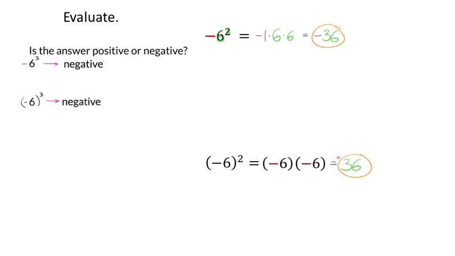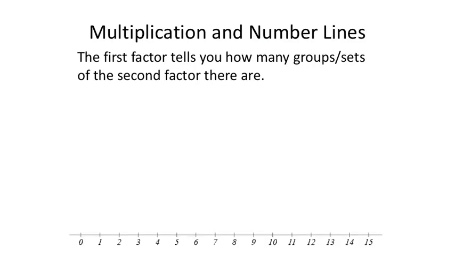Okay, so now that we know it will be negative, just to make sure we didn't get lucky, how many negatives are going to be multiplied together here? Three negatives being multiplied together. Three is odd, which makes our answer a negative. There you go. Multiplication and number lines.